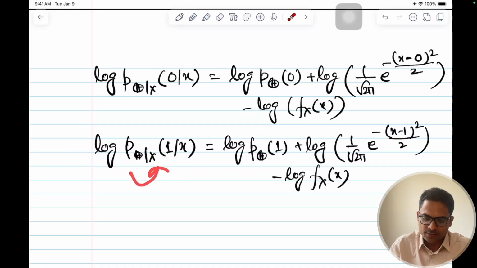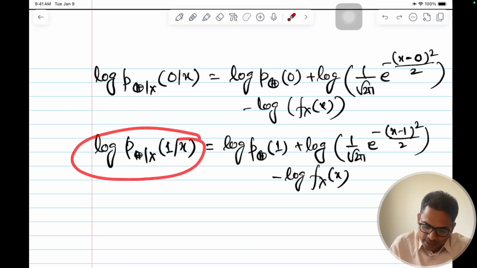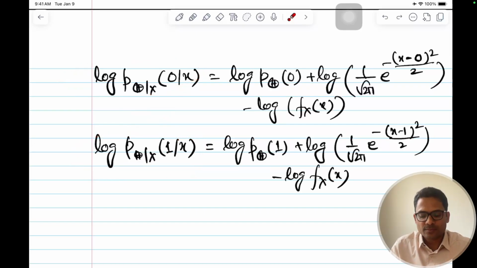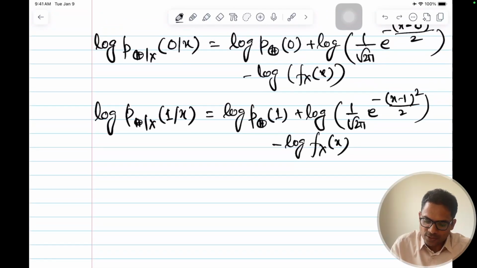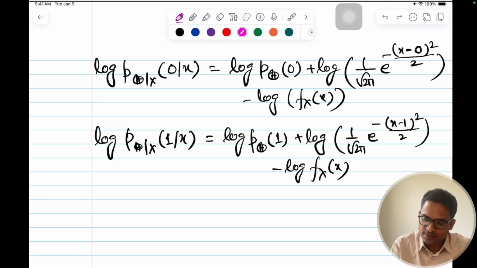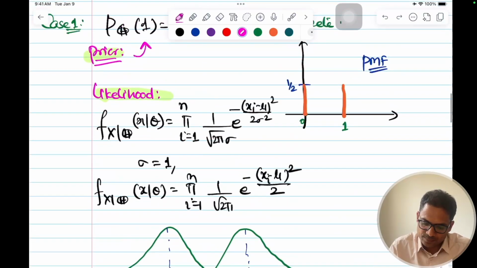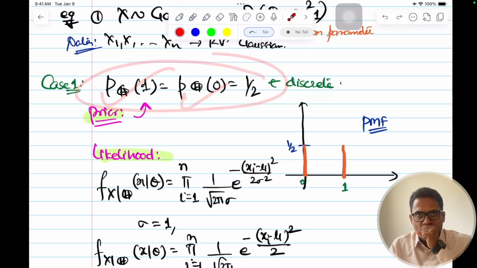So for this value to be greater than this value, what should be the case? If this is greater than this, let's put down the value. So this is theta equal to half. This is theta 0, probability of theta is 0. Is that the prior belief? Both are same, P theta 1 and P theta 0.